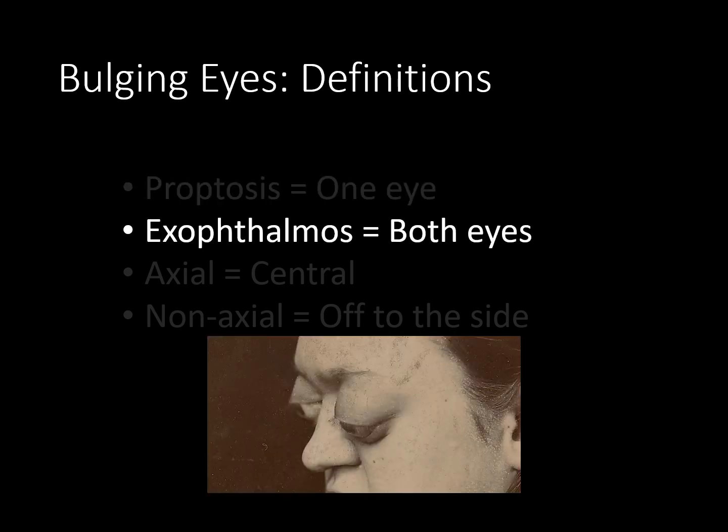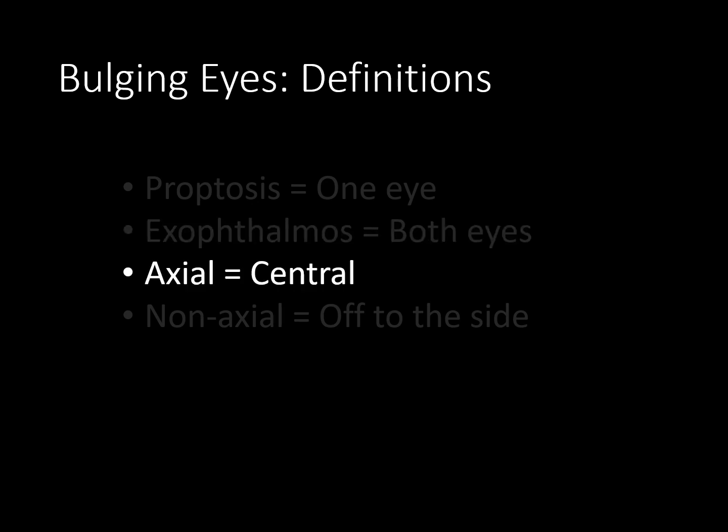Then per definition, exophthalmos means that there is proptosis of both eyes. Actual proptosis means that the eye is bulging, but it is still, it's not looking to the left, to the right, up or down.